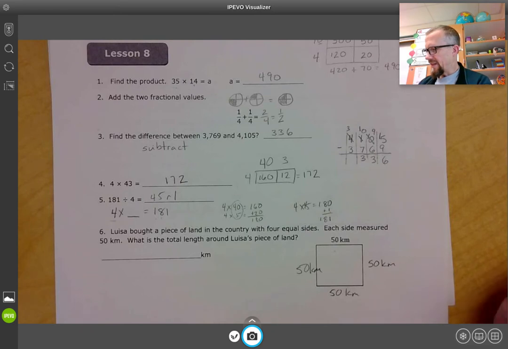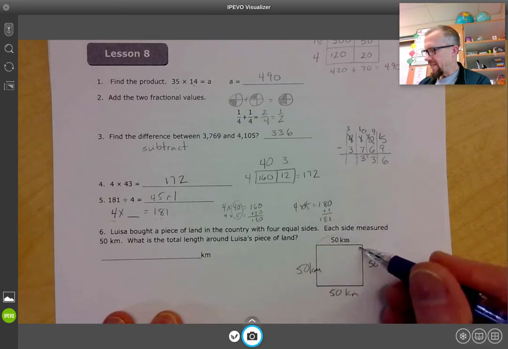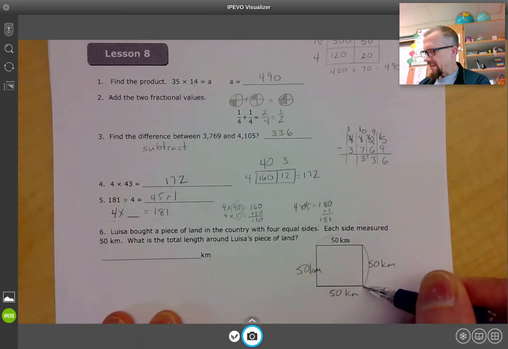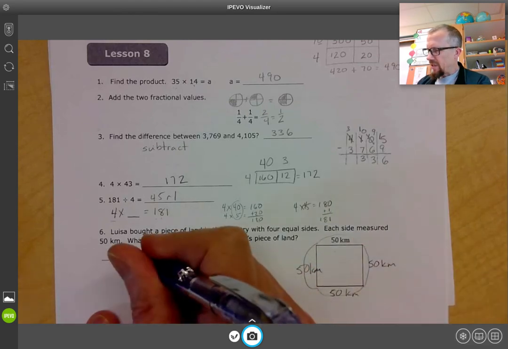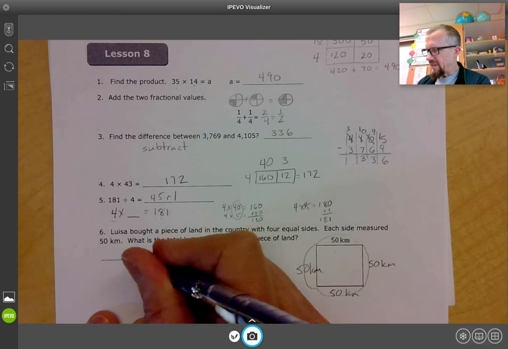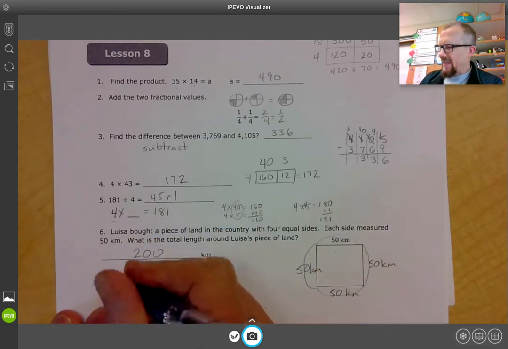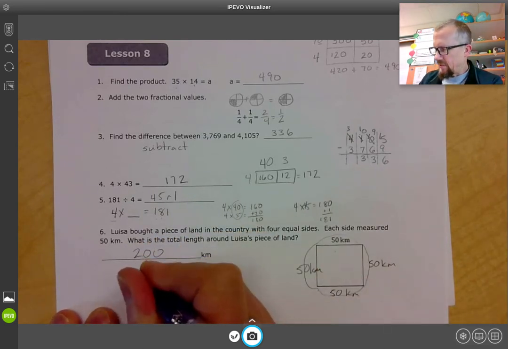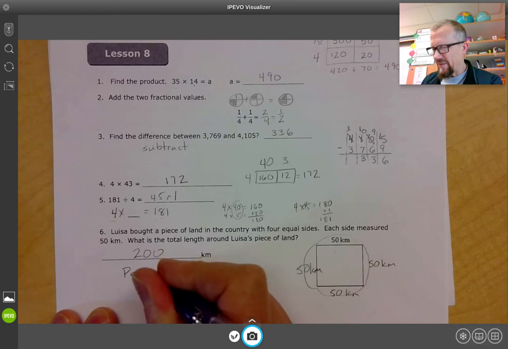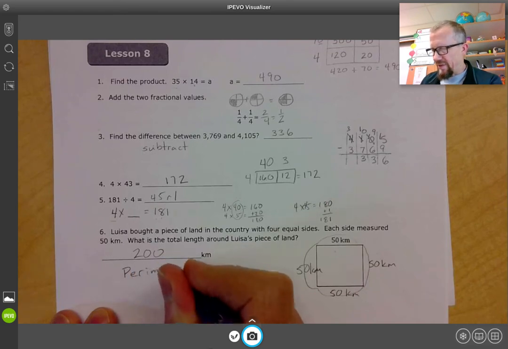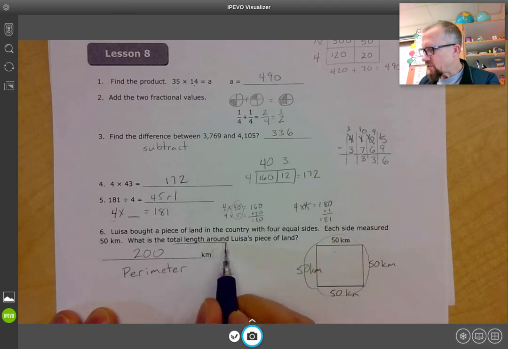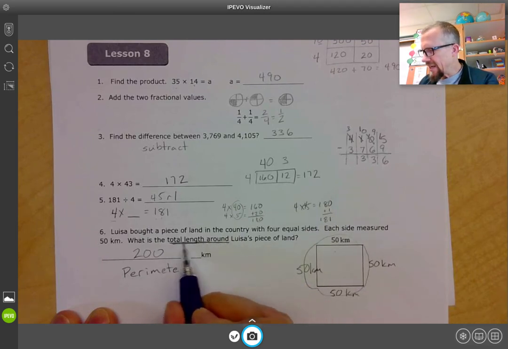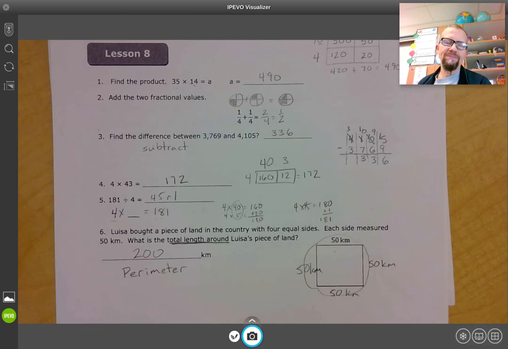And we want to know the total length around. So if she walked from here to here, that's 50. Then she walks another length, another 50. There's 100. 150, 200. So the total length around is 200. And the math term for this, which you'll want to start trying to remember, is perimeter. That total length around any shape is perimeter.